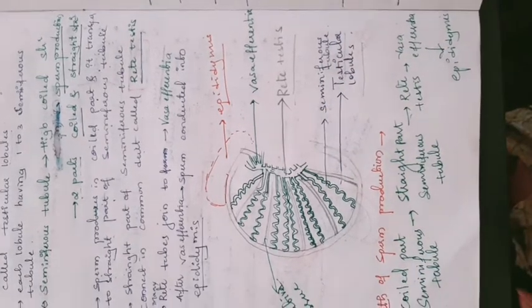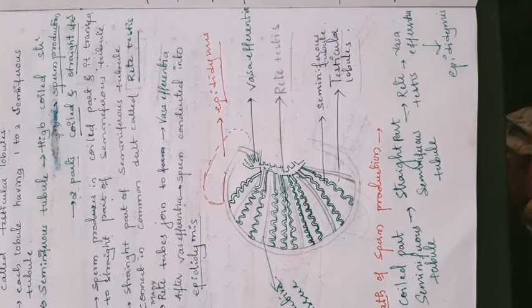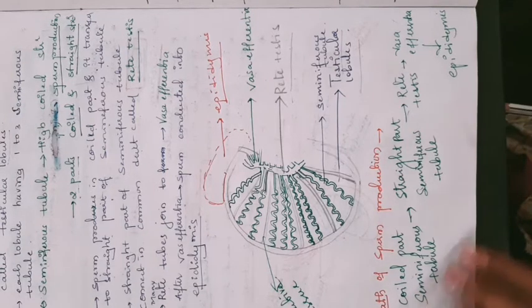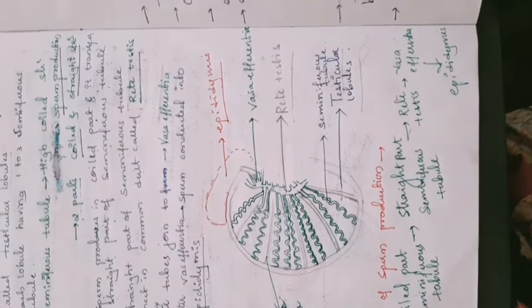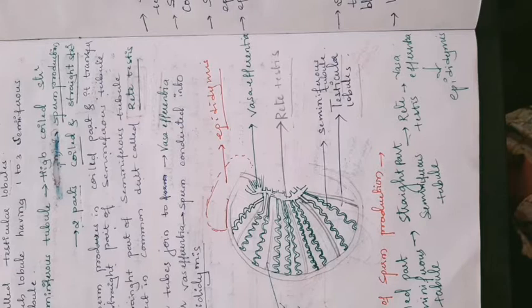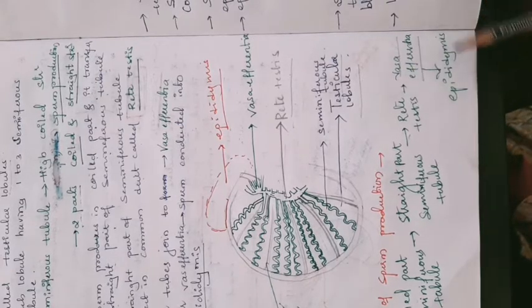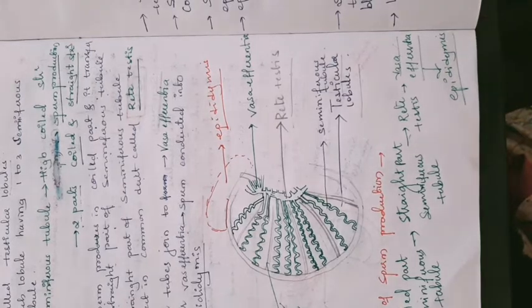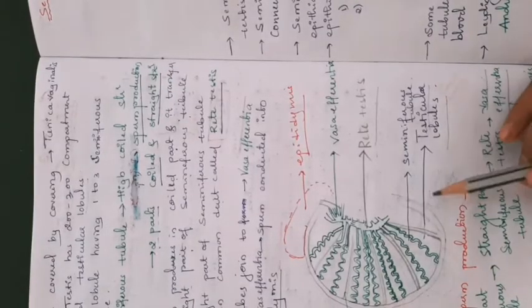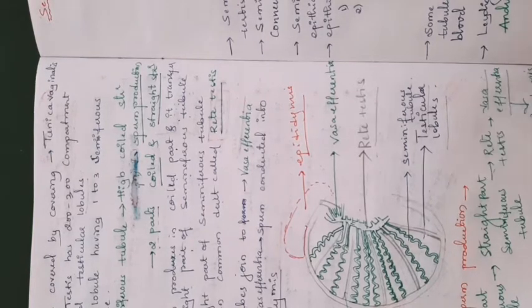Then an important question arises here: what is the path of sperm? Initially the sperm is produced in the coiled part of the seminiferous tubule, then it is conducted to the straight part of the seminiferous tubule, then to the rete testis. After the rete testis, the vasa efferentia. After the vasa efferentia, the epididymis. You will not get this structure in your NCERT book, but for clear understanding this is necessary.